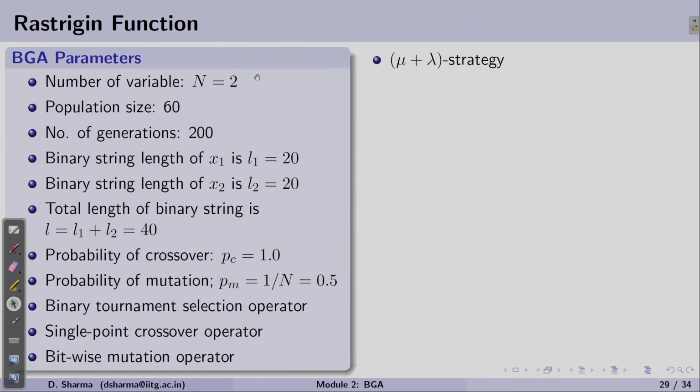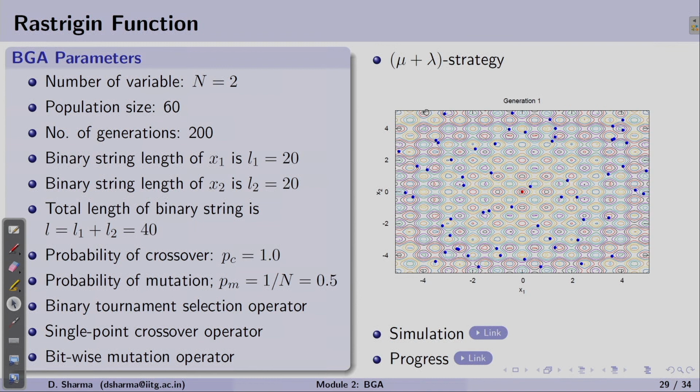0. Now for the Rastrigin function, since we are taking the 2 variable problem, we keep the population size 60, number of generations 200, the length for x1 and x2 20 and 20. So the chromosome string is 40, probability of crossover is 1, probability of mutation is 0.5, and the same set of operators we have used. In this figure, you can see that the solutions are randomly distributed in the x1 and x2 plane. So let us see the simulation for this problem.